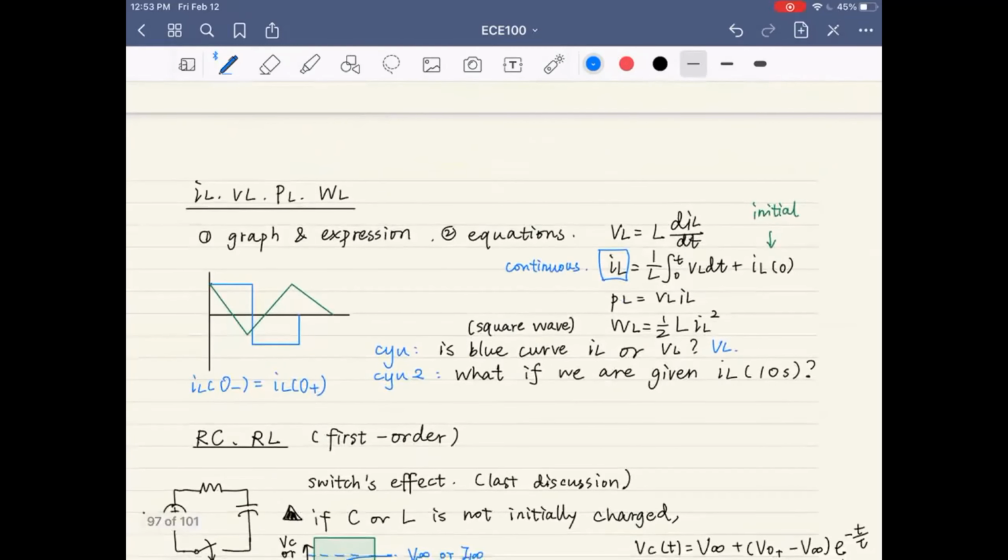Okay. And check your understanding question 2. What if we are given IL of 10 seconds instead of its initial value? What should we do? Suppose we want to compute the expression for IL of t. Give a bold guess.